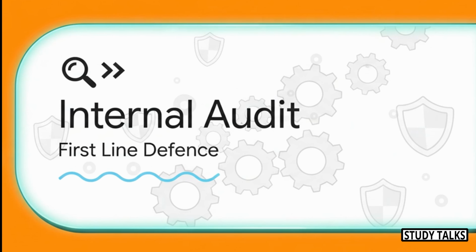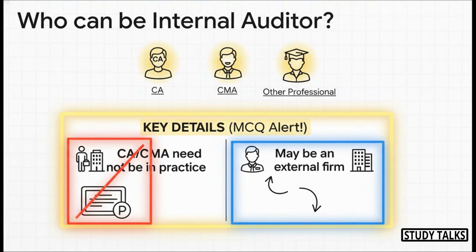Okay, so before the big external audit happens, companies need to have their own internal watchdog, right? Their own system of checks and balances. That brings us to our next stop, internal audit. Think of it as the company's first line of defense. So who can actually do this job?